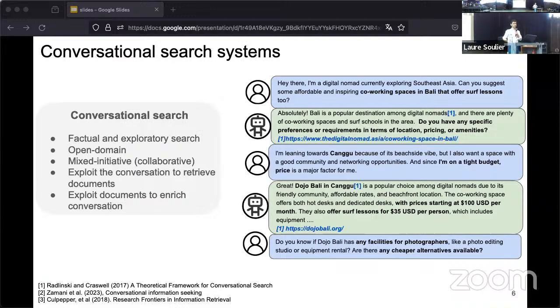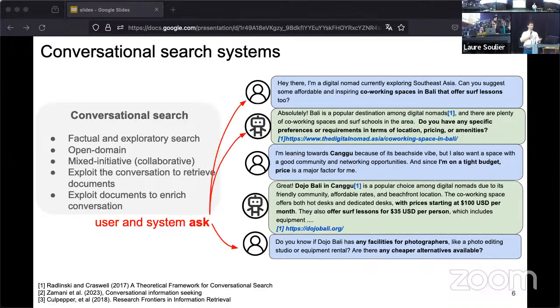So, as I mentioned, beyond providing answers, conversational search systems need to be proactive in the conversation. They can be useful to answer factual questions, but also to perform exploratory search and help the user navigate virtually through documents. And the system can also take the initiative in the conversation to ask the user about their information need and refine the query. The system also utilizes the conversation to retrieve documents and the retrieved documents to enrich the conversation.